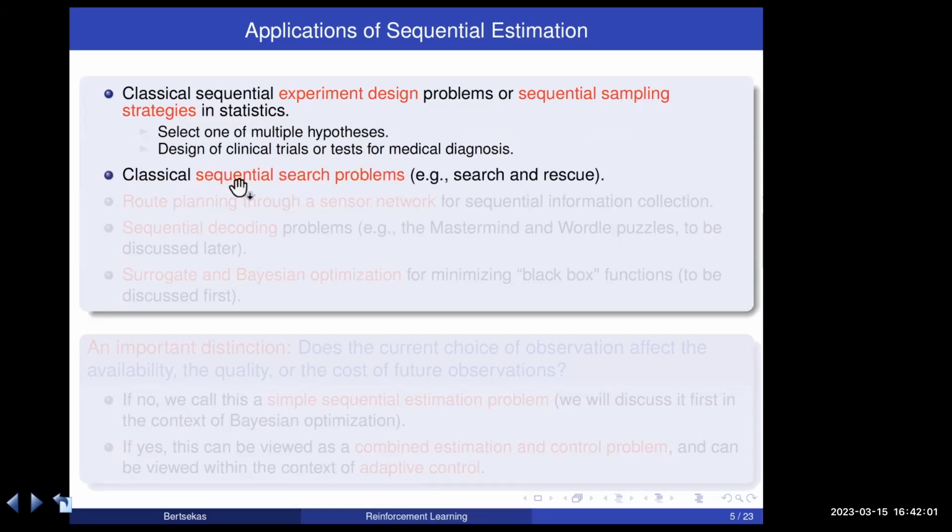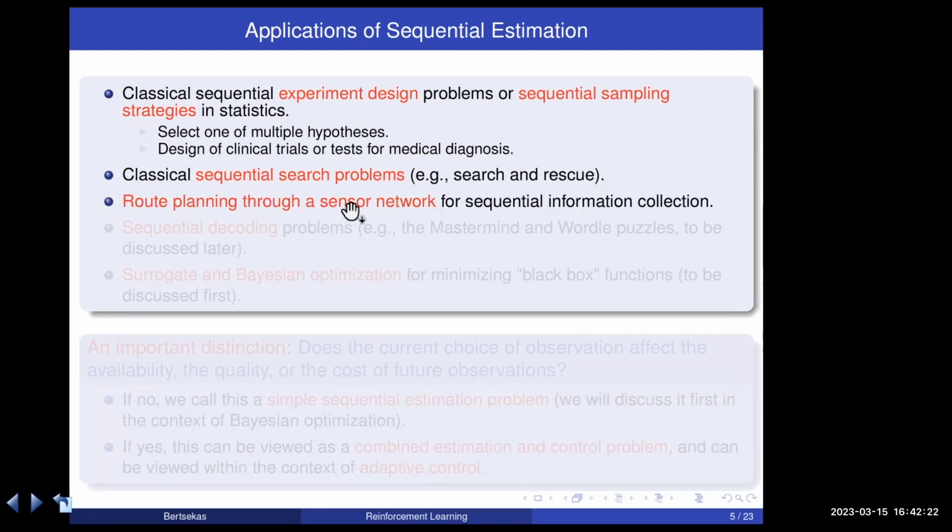Then there are sequential search problems, like search and rescue. We look over here, then we look over here, and then we have to decide where to look next, perhaps in places that we haven't looked so far, or perhaps places that are promising. Search and rescue is the typical application of this kind.